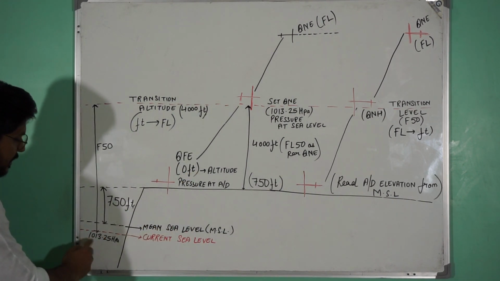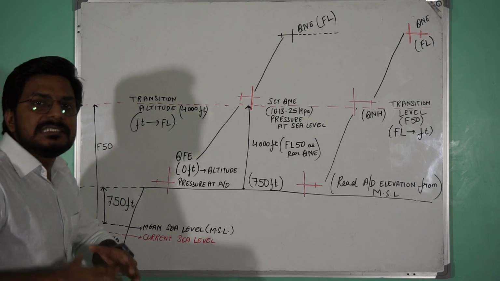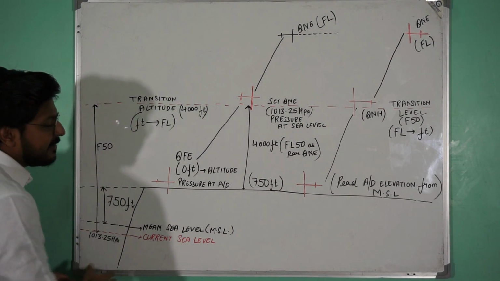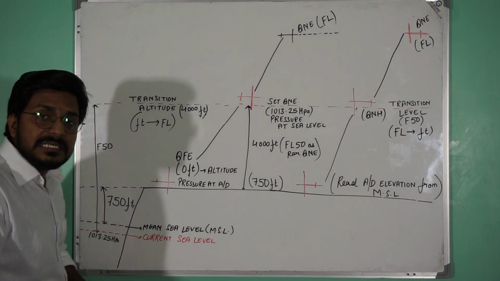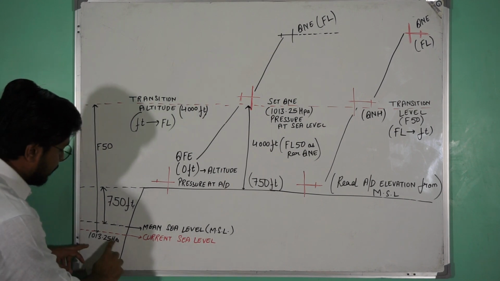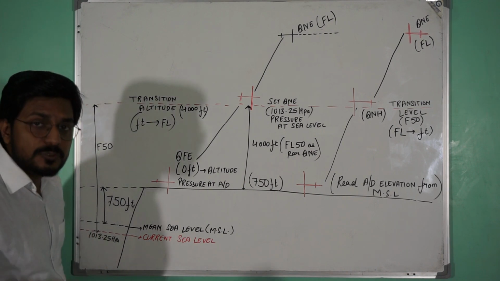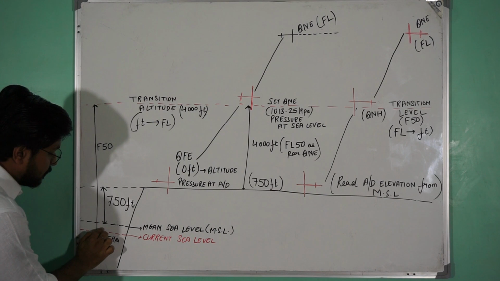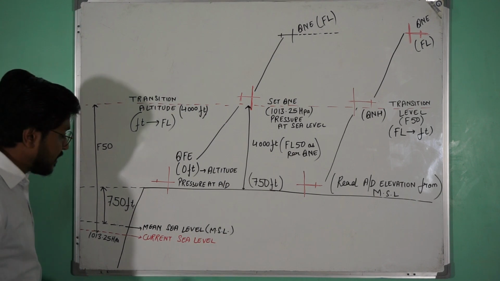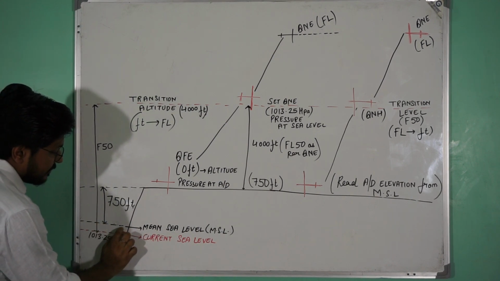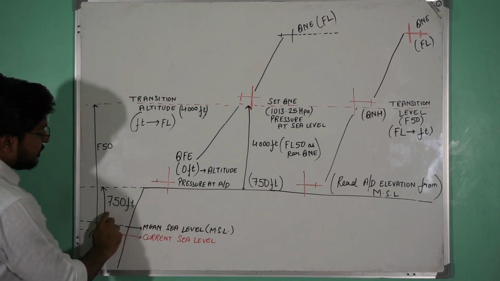You can see here that this red line is the current sea level. That means the sea level changes up and down from the mean sea level. Suppose this current sea level has gone down below mean sea level. The pressure at the sea level will be constant, that is 1013.25 hectopascal. If you check the pressure at this point, you will get 1013.25 hectopascal. And this is the mean sea level, the black line. From the mean sea level, the elevation of the airport is 750 feet.